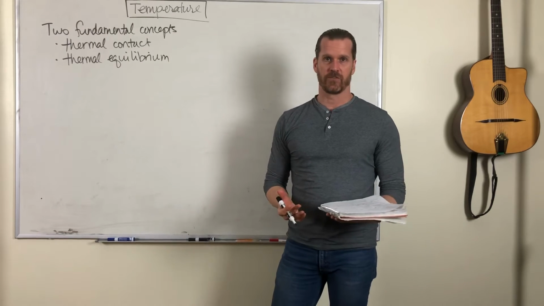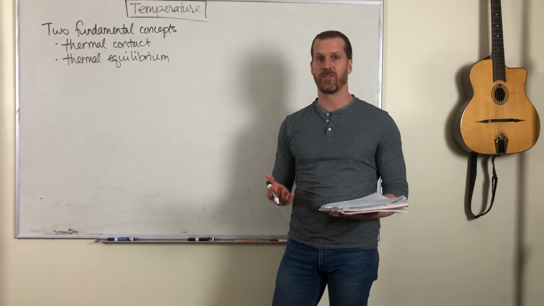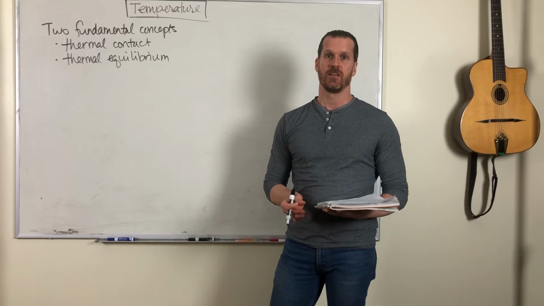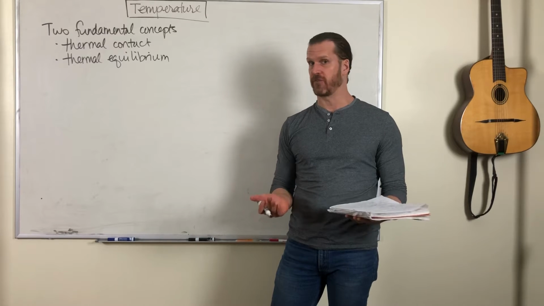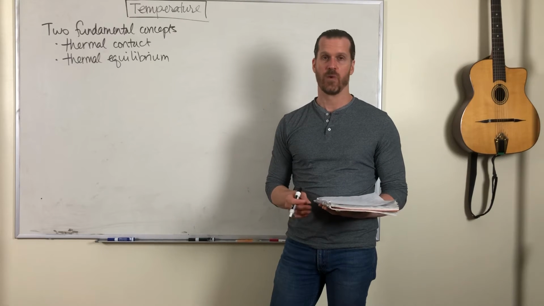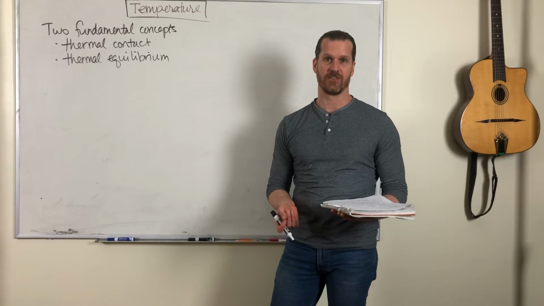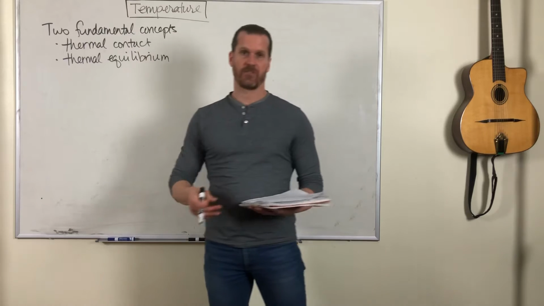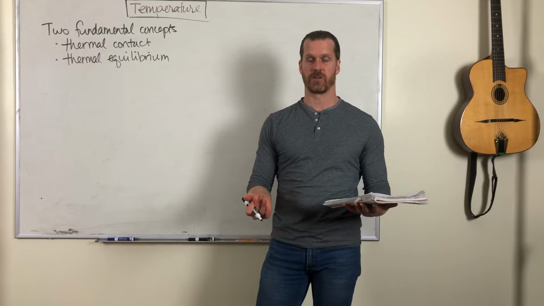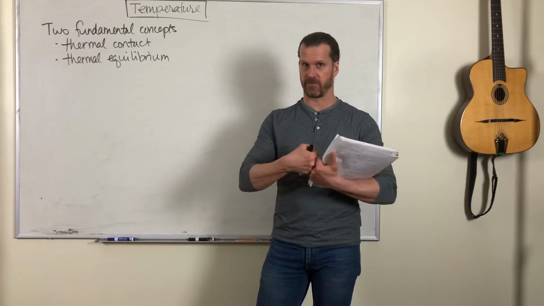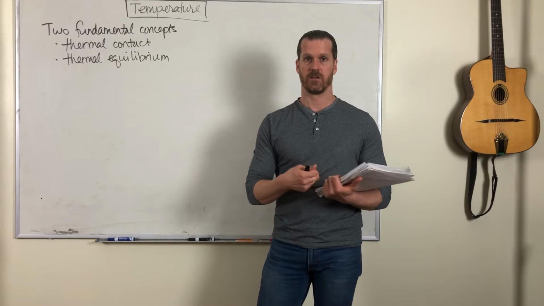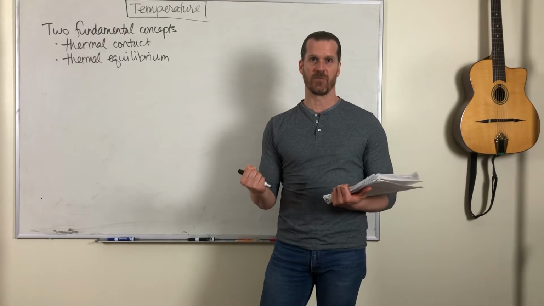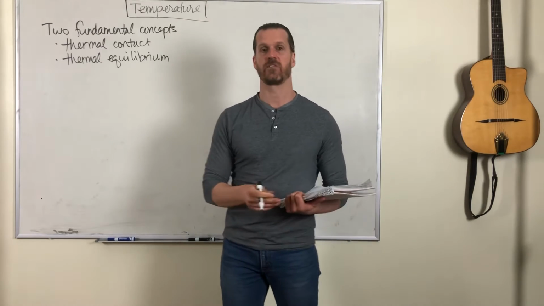Two objects are in thermal contact when they're able to exchange energy with one another. And they enter a state of thermal equilibrium when this energy exchange ceases. Now, thermal contact means that objects could be in direct physical contact, they could be touching, in which case they might exchange energy by collisions of molecules in one object with collisions of molecules in the other object.